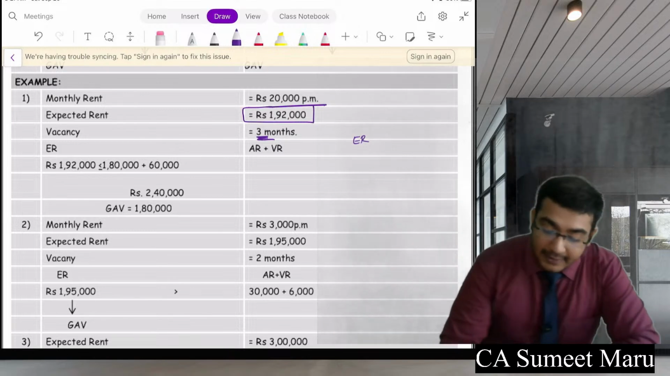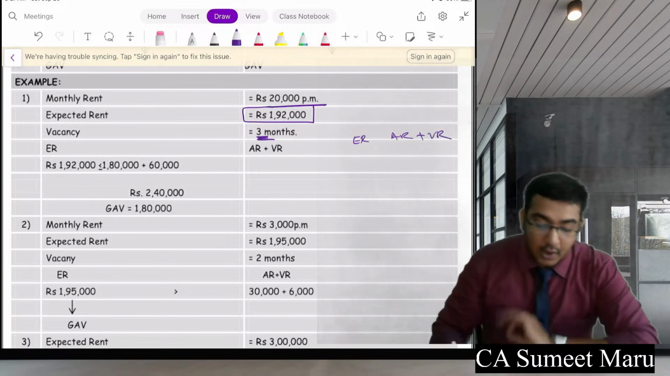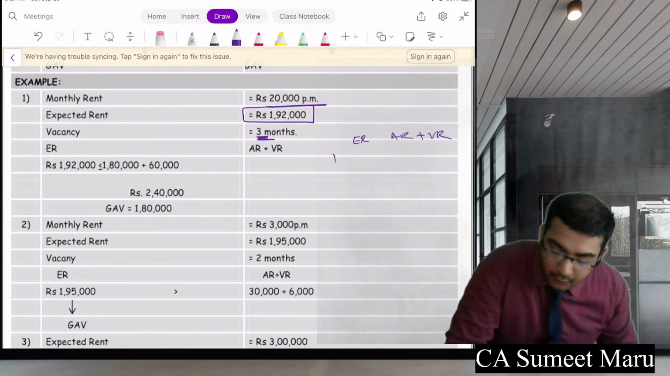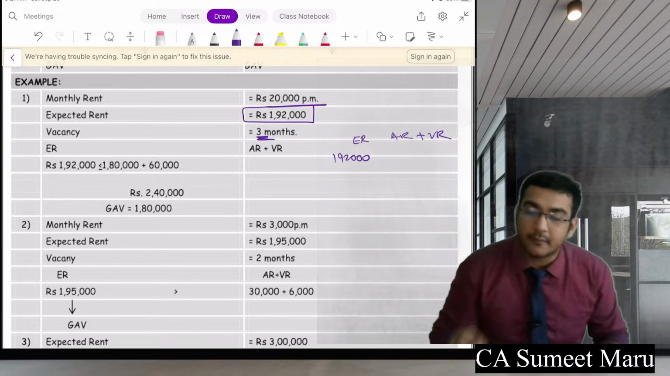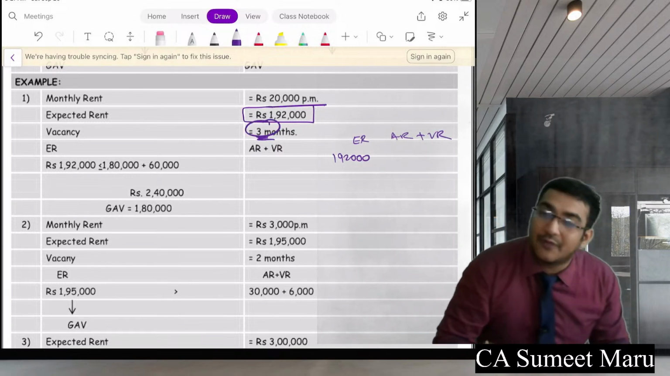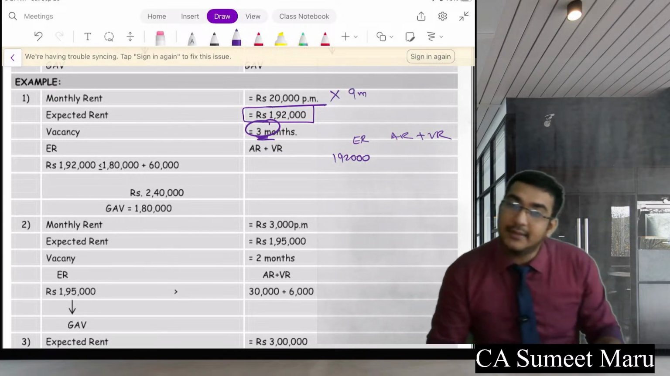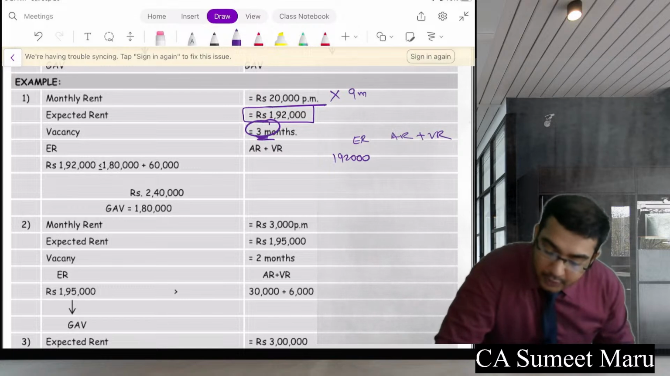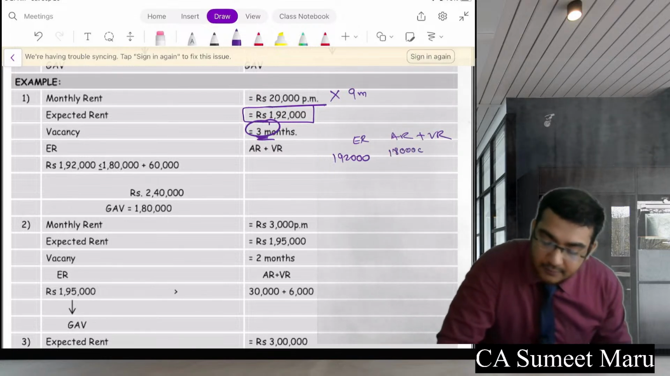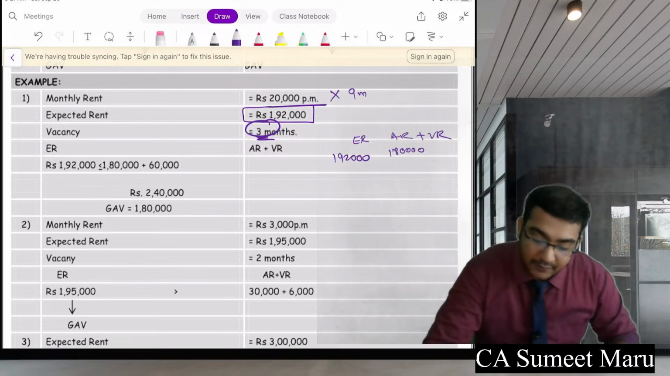Stay the same. Expected rent you will compare with actual rent and vacancy rent. What is your expected rent? It is given in the question, 1,92,000. What is your actual rent? See, 3 months it was vacant. So for how many months would you have received actual rent? Only 9 months, right? So actual rent is 1,80,000. How much period was it vacant? 3 months. How much rent was for the vacant period?